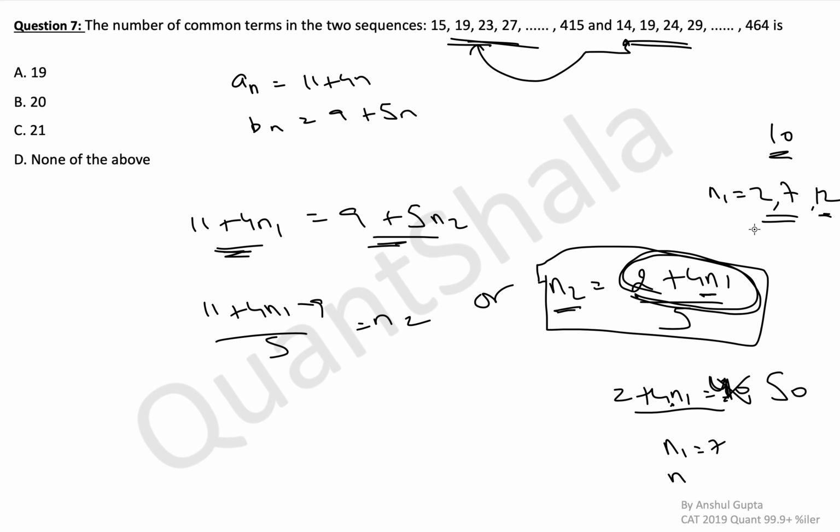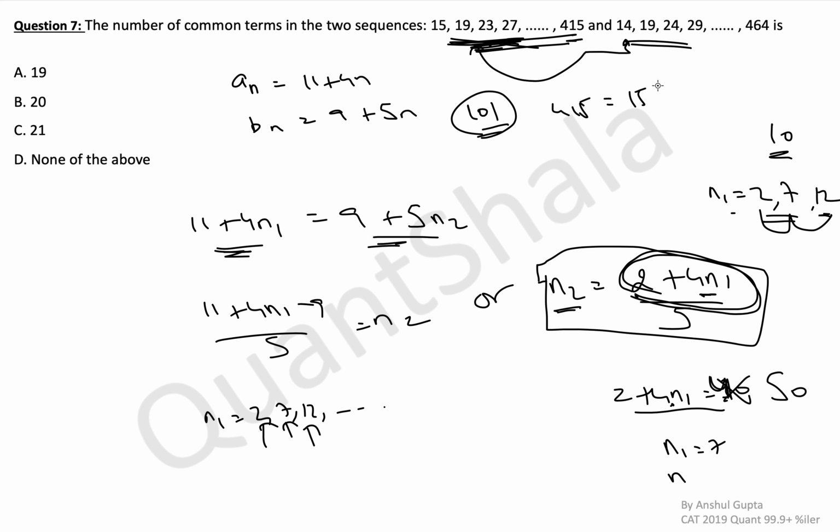So we see that n1 can be 2, 7, 12 and so on. Whenever we find the second, 7th or 12th term in the first series, we get a common term. How many terms exactly are there in the first series? That we can easily find, that is 101 terms. How do you find that? Simply 415 is equal to 15 plus n minus 1 into 4. So you get n is equal to 101 from here.